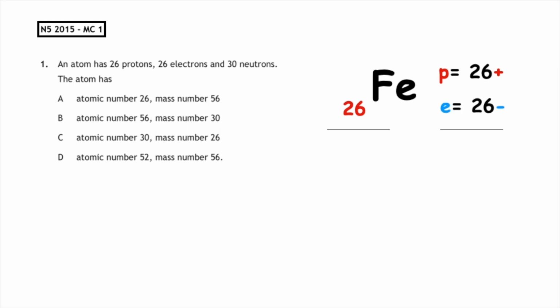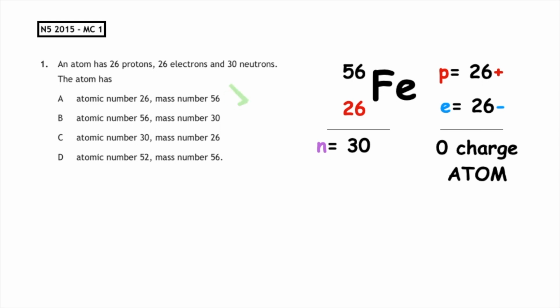Then if we've got 26 positive and 26 negative, it means that the overall charge is 0, which means we're looking at the atom. And again, in the question it already tells us we're looking at atoms. And in the next lesson we're going to be looking at nuclide notation of ions. We're given 30 neutrons, so something minus 26 gives 30. If we reverse that and do the opposite, 30 plus 26 gives us 56. That means that the atomic number is 26 and the mass number is 56, so the correct answer to this is multiple choice answer A.